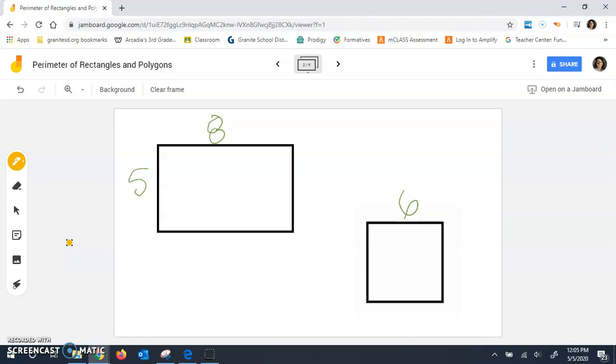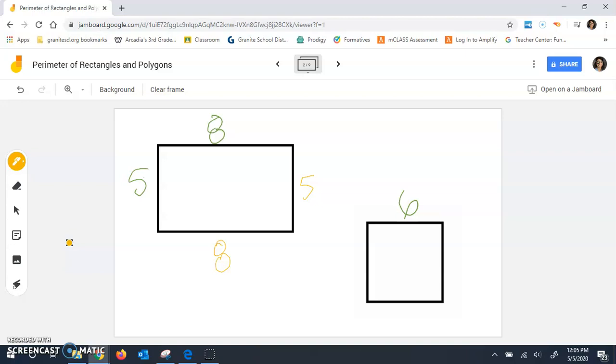to find the perimeter. And if you have a rectangle, you know that if this side is 5, then this side is 5, and if this side is 8, then this side is 8. So then you can add all the sides together to find your perimeter.